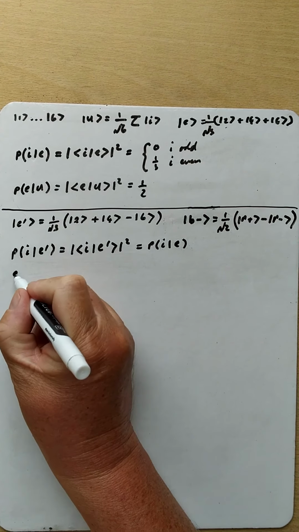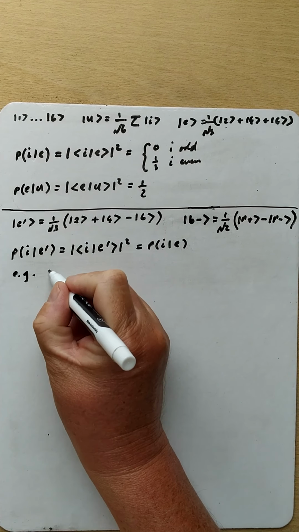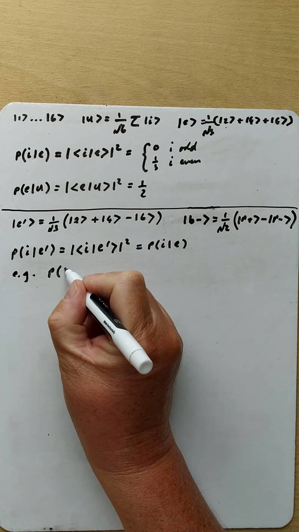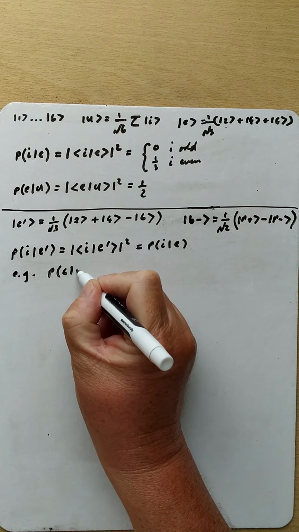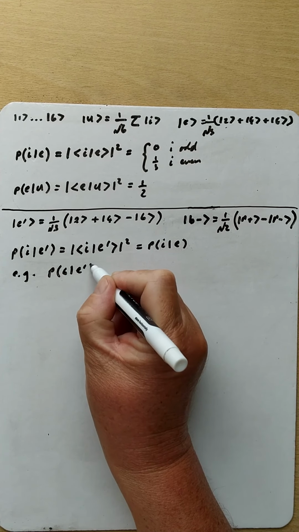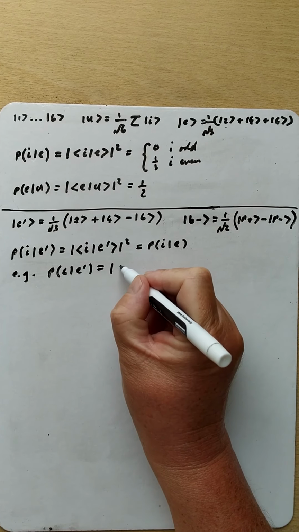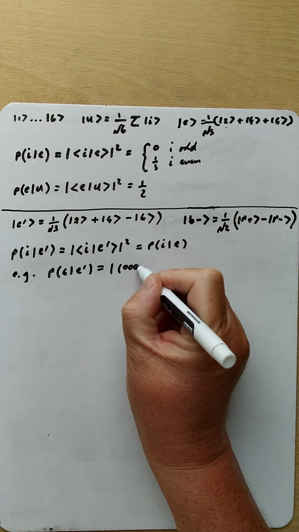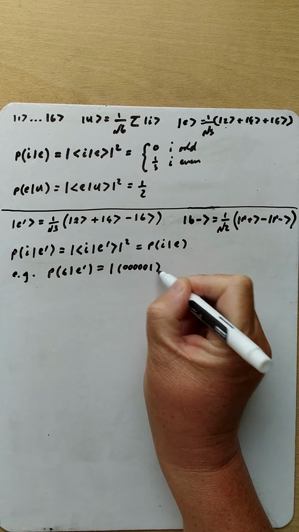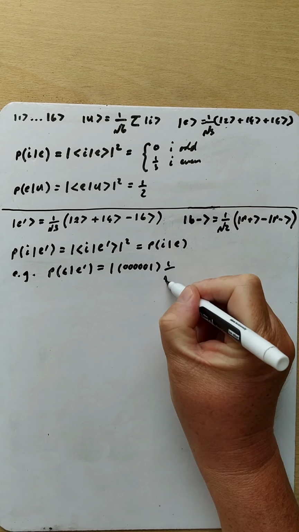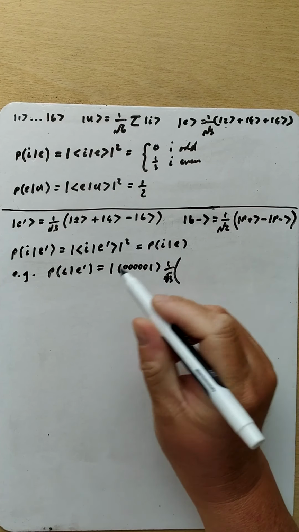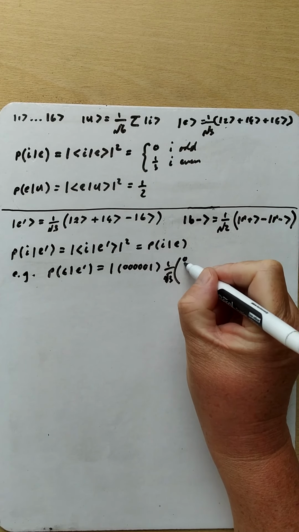So for example, if we want the probability of 6, say, when it's in the even state, or the pseudo-even state, we take the 6 vector and we dot it with the pseudo-even state.